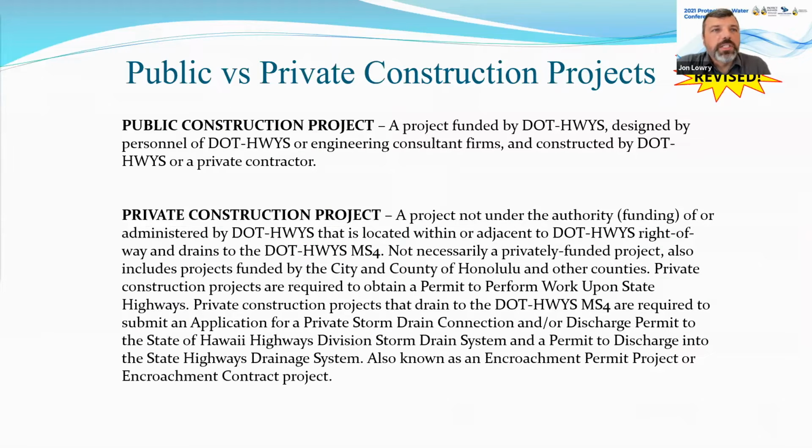So let's get into some of the changes from last year's manual. First of all, we're calling projects either public or private construction projects. This is new terminology. In the past, a public construction project would have been called a contract construction project. Public construction project, we're just adding that definition to provide a little more clarity. And this is also a definition that's changing throughout the stormwater management program.